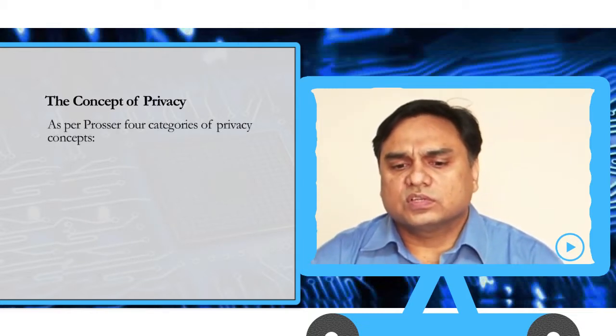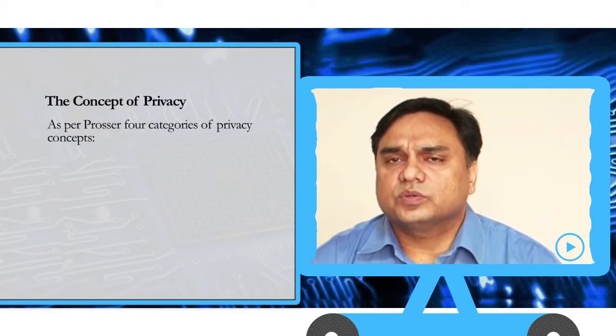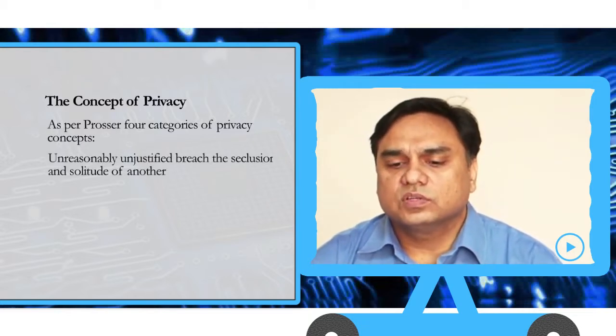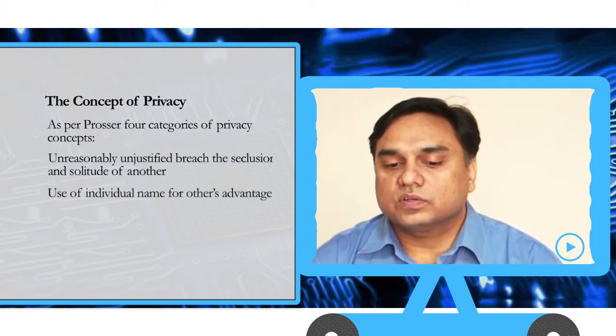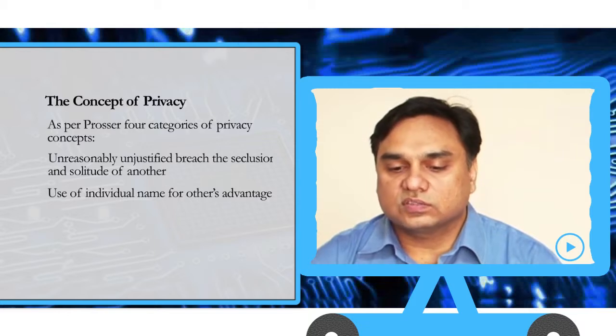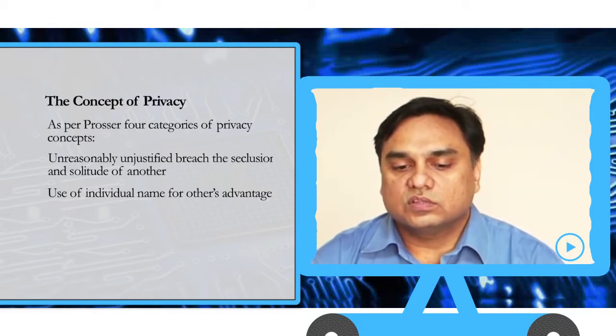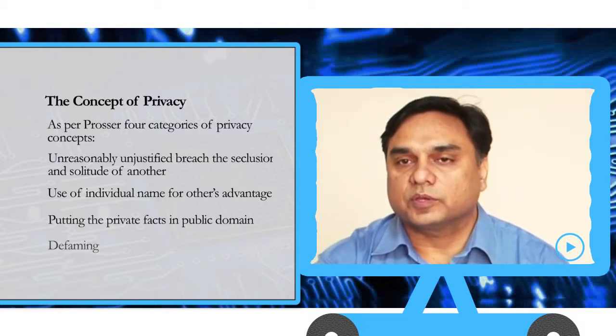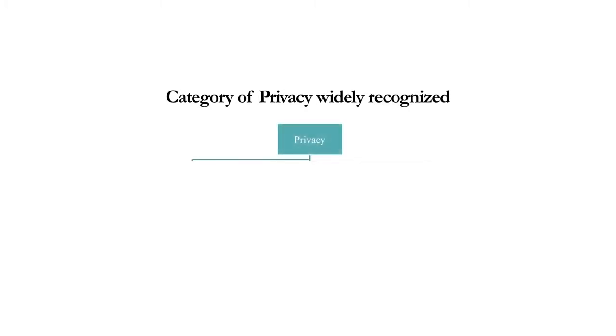As per Prosser, there are four categories of privacy concept. The first is unreasonable, unjustified breach of the seclusion or solitude of another. Second, use of an individual's name for another's advantage. Next is putting a private fact in the public domain, and the last one, defaming. Since there is no uniform definition or categorization of privacy, generally these four different kinds of privacy are recognized.